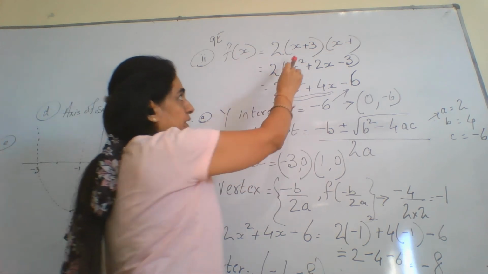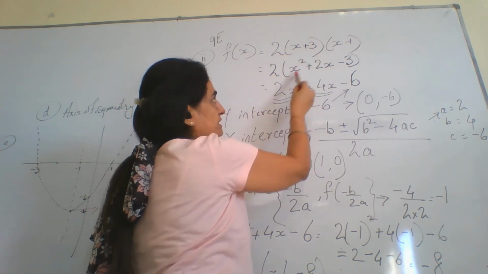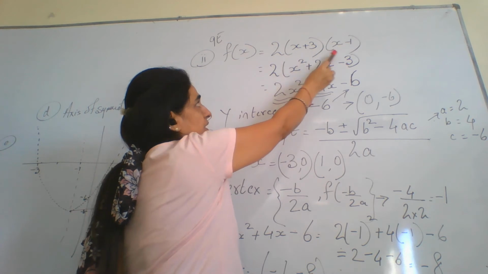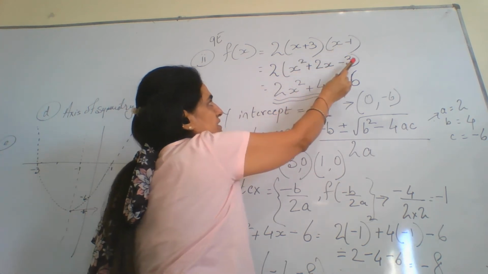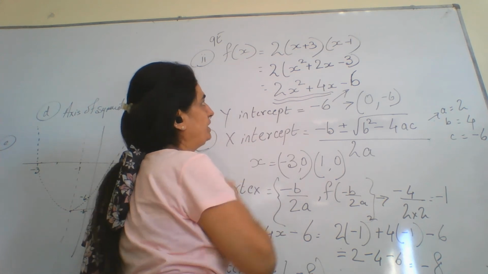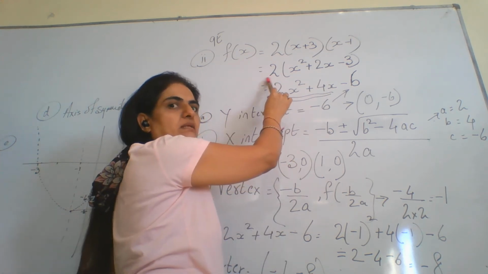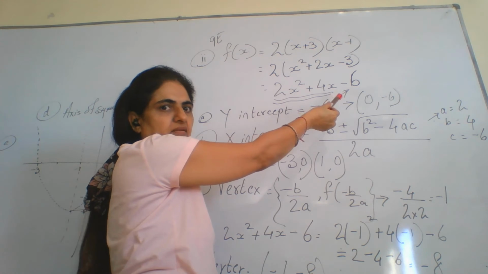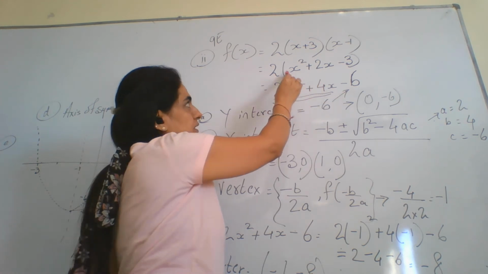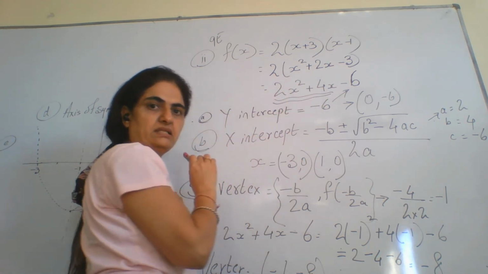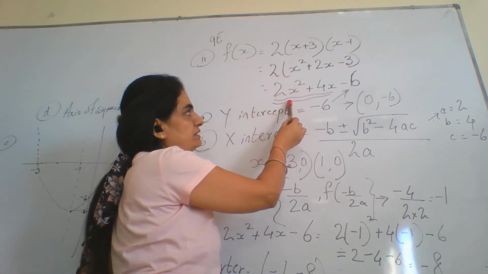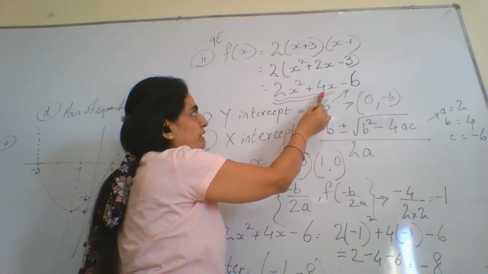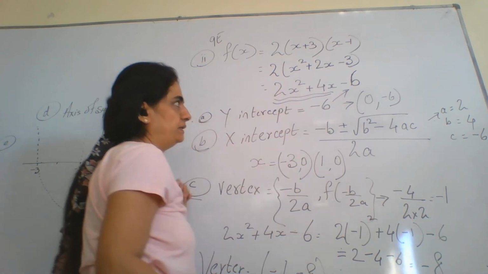When you expand this, you will get x into x is x², plus 3 and minus 1 gives you a plus 2x, plus 3 into minus 1 gives you a minus 3. And this 2, which is outside the bracket, has to be multiplied with the variables and the numbers which you have inside the bracket. So 2 times x² is 2x², plus 4x, minus 6 here.